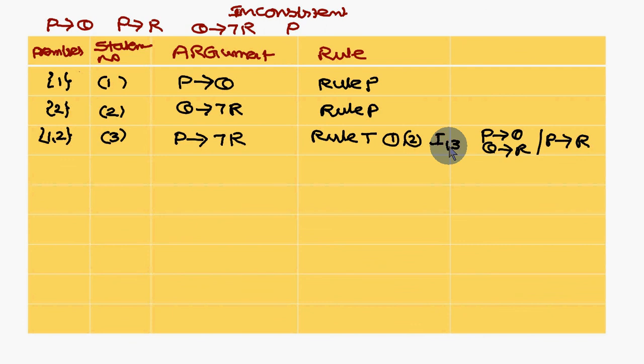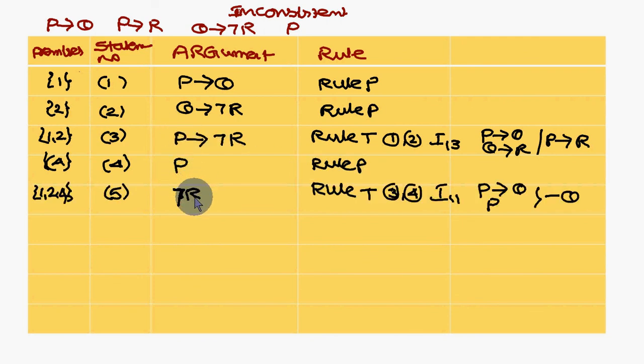P conditional not R, you are left with, according to the rule implication I13. What does implication I13 say? P conditional Q, Q conditional R, Q will get cancelled, P conditional R you are left with. I have derived it, that's where rule T. I am combining statements 1 and 2. Next, P I am introducing as rule P. So P will get cancelled. You are left with not R, according to I11. I have combined statements 3 and 4, derived, that's why T. So I11 implication is like this.